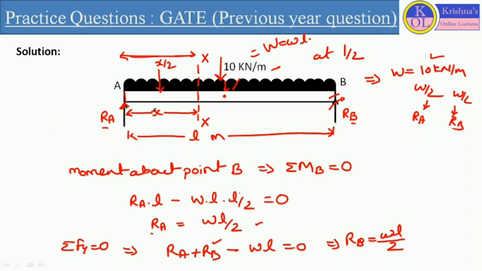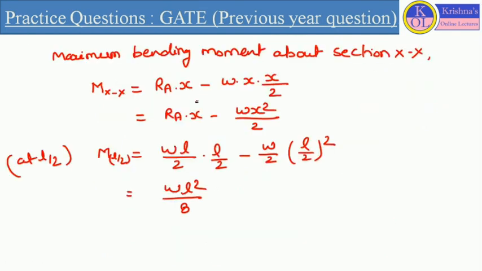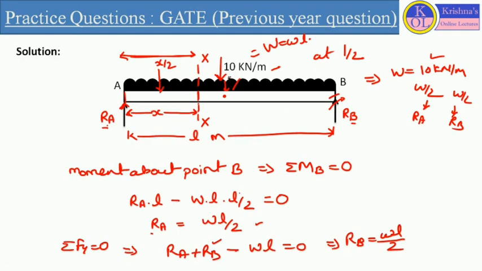Now first, if we are taking moment about this section XX, the first term will be Ra into the perpendicular distance x, so the first term will be Ra into x. Now here the load we are going to consider as W into L for L length. Now the distance is x, so this load will be W into x only.